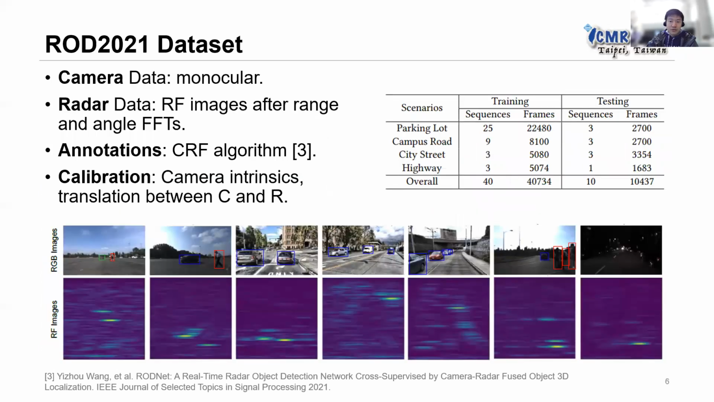In the ROD2021 challenge, we used a subset of the CRUW dataset and divided it into training and testing sets with a ratio of 4:1. The ROD 2021 dataset includes both monocular videos and RF image sequences. The object annotations are derived from the CRF algorithm proposed in our previous work. The sensor calibration results are also provided, which include the camera intrinsics and translation vector between the camera and radar.